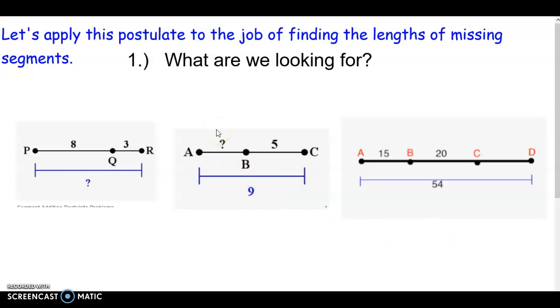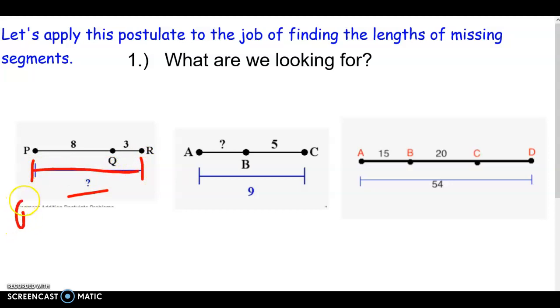All right, so we're going to apply that postulate to the job of finding the lengths of missing segments. And the first thing you have to do is notice what we're looking for. So in the first picture right here, we have this segment PQ and another segment QR. And we're looking for what? We're looking for this here where it has a question mark. And what that's saying is it says start the segment here, start the segment there, and go from there to there. Tell me that distance.